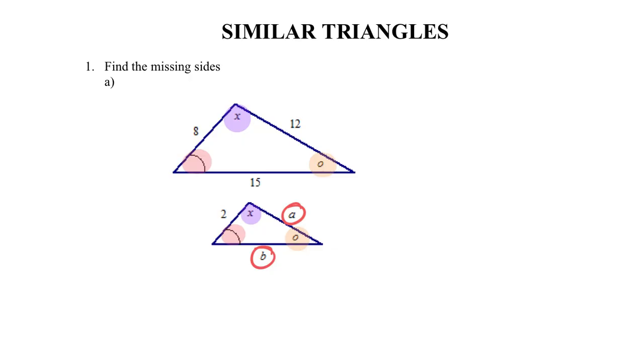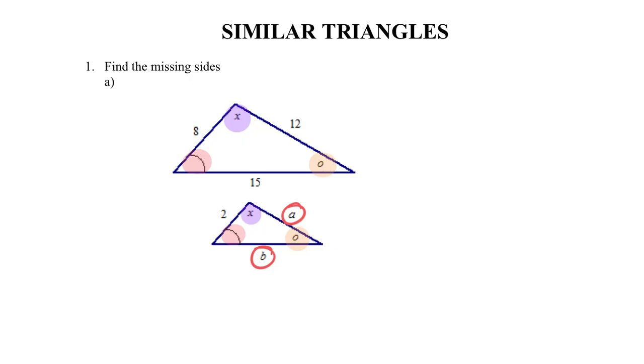Now, we look at those triangles and clearly they're different sizes. But the fact that they have three of the same angles in them means that we have triangles that are the same shape. They're the same shape, they're just different sizes. And that's what we're talking about when we refer to similar triangles.